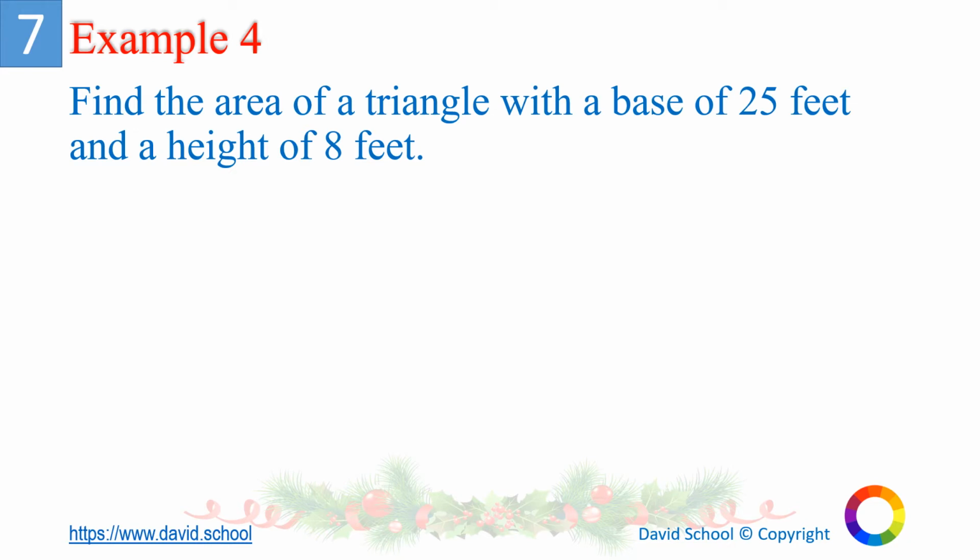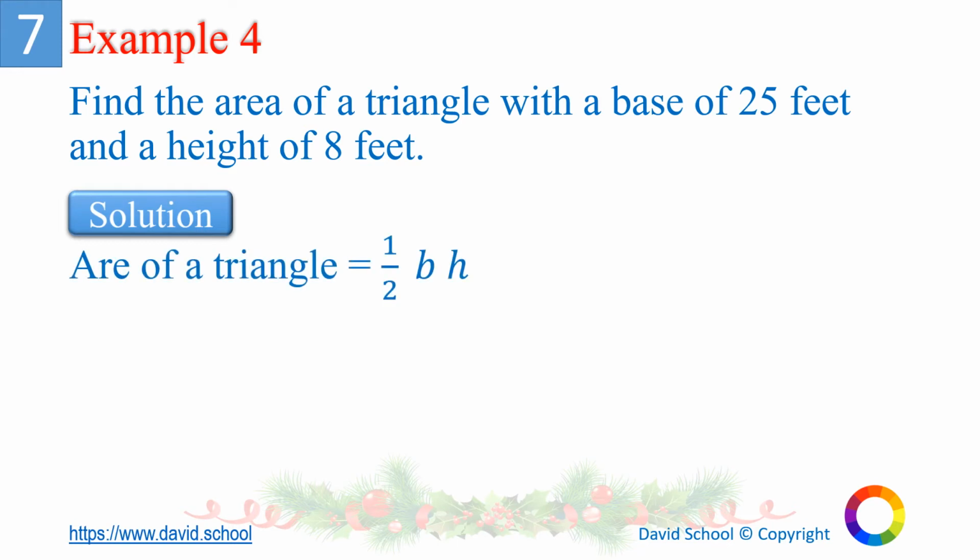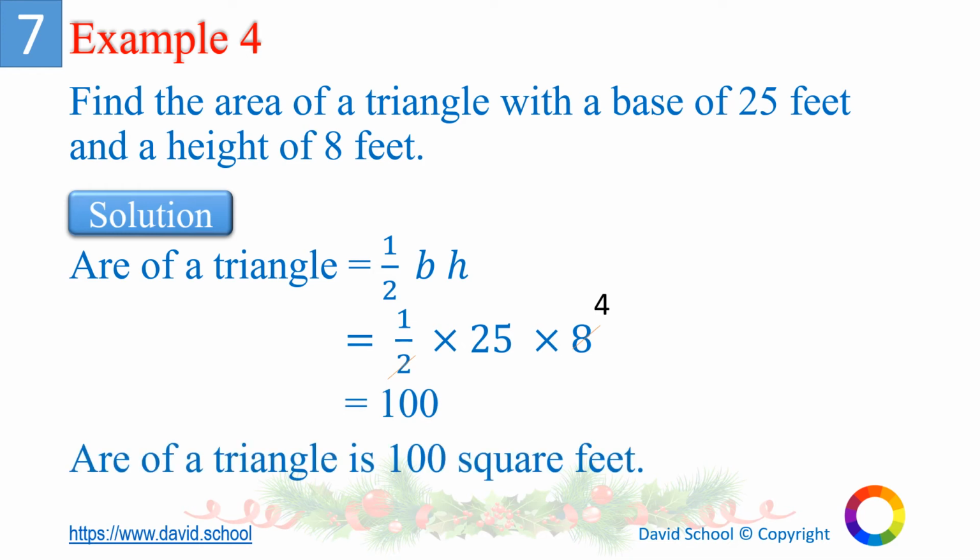Find the area of a triangle with a base of 25 feet and a height of 8 feet. We have a formula to find the area of a triangle, which is half times base times height. Base is given as 25 and height is given as 8. Substitute those values and simplify. 2 in 8, 4 times, and 25 fours are 100. Therefore, the area of the triangle is 100 square feet.